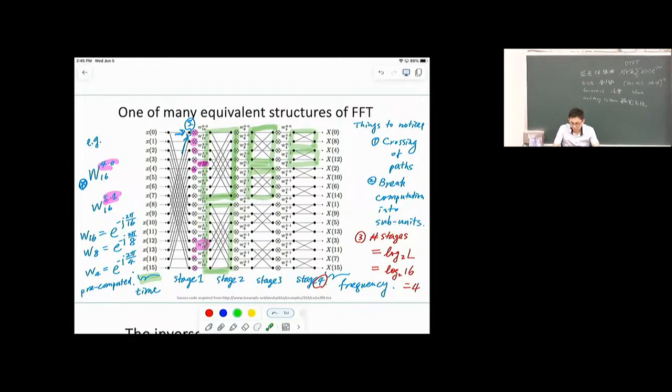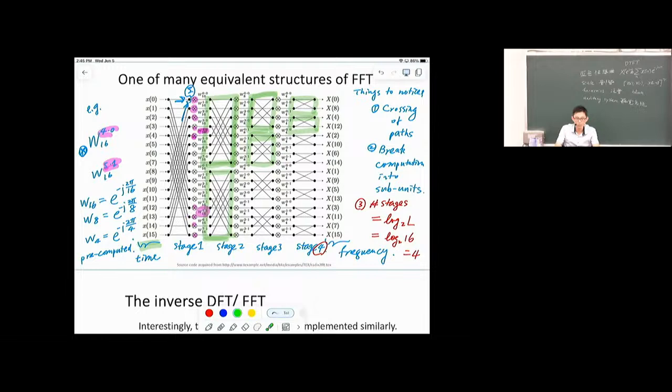So how many multiplications do we need to perform in total? It seems that now we can answer that the number of multiplications is equal to L, being 16, times log 2 of L. And it seems that there's a minus 1, because in the final stage, it turns out that we don't need to perform multiplication. We just need to perform summation.